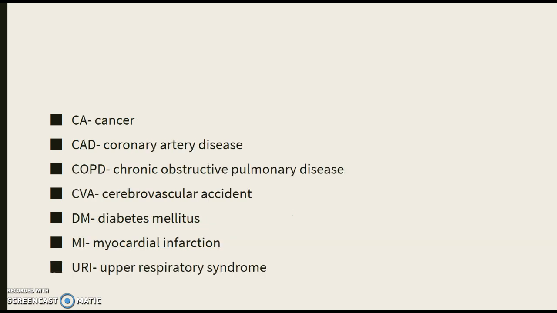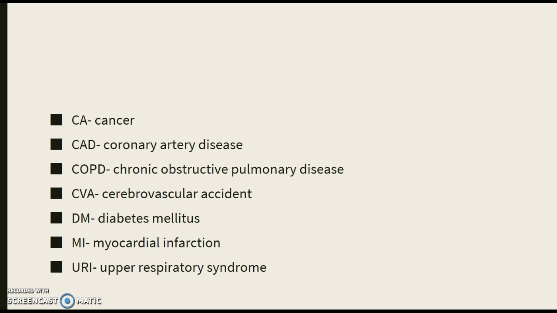Here are some more disease processes. CA is cancer, so you'll say CA of lung, CA of colon. CAD is coronary artery disease, so that's where there's a disease, there's blockage in the coronary arteries. COPD, chronic obstructive pulmonary disease. CVA is cerebral vascular accident, commonly referred to as a stroke. DM is diabetes mellitus, or diabetes.